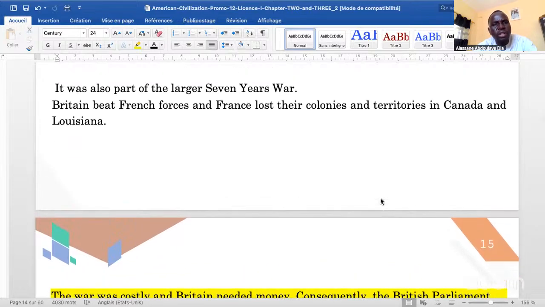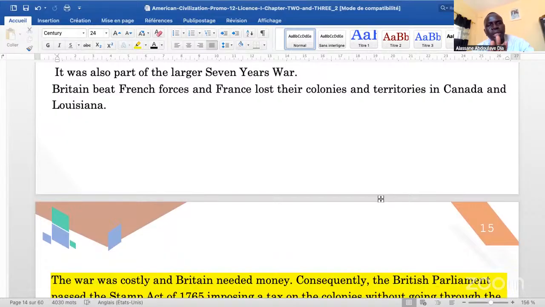When we talk about the Seven Years' War, you simply try to understand what happened between the French and the British. So the British went to the west, and then they clashed with France. There was a conflict. They dominated France and they occupied some of the colonies of France. What else? Britain beat France, so it means they had a victorious war over French forces. And France lost its colonies, its territories in Canada.